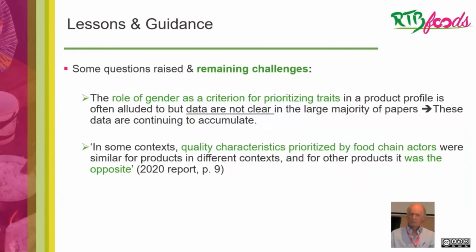Of course, the papers noted many challenges and raised questions for future research. The role of gender is not apparent in the large majority of papers as a clear criterion for prioritizing traits in the product profile. However, these data are continuing to accumulate. In some contexts, quality characteristics prioritized by food chain actors were similar for products in different contexts, and for others, it was the opposite.